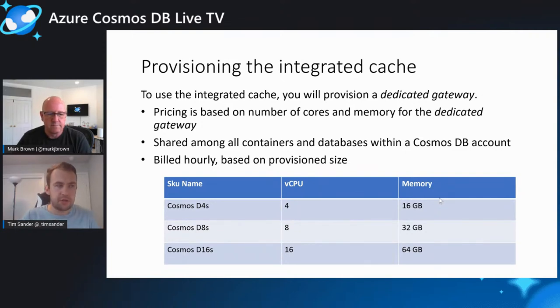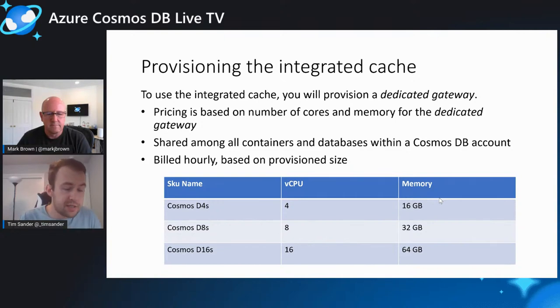Now, it's good to call out that this is provisioned at the account level. So you provision one dedicated gateway for your entire Cosmos DB account. You don't need to go and provision one for each container. It's provisioned at the entire account level. So you just provision one per account.